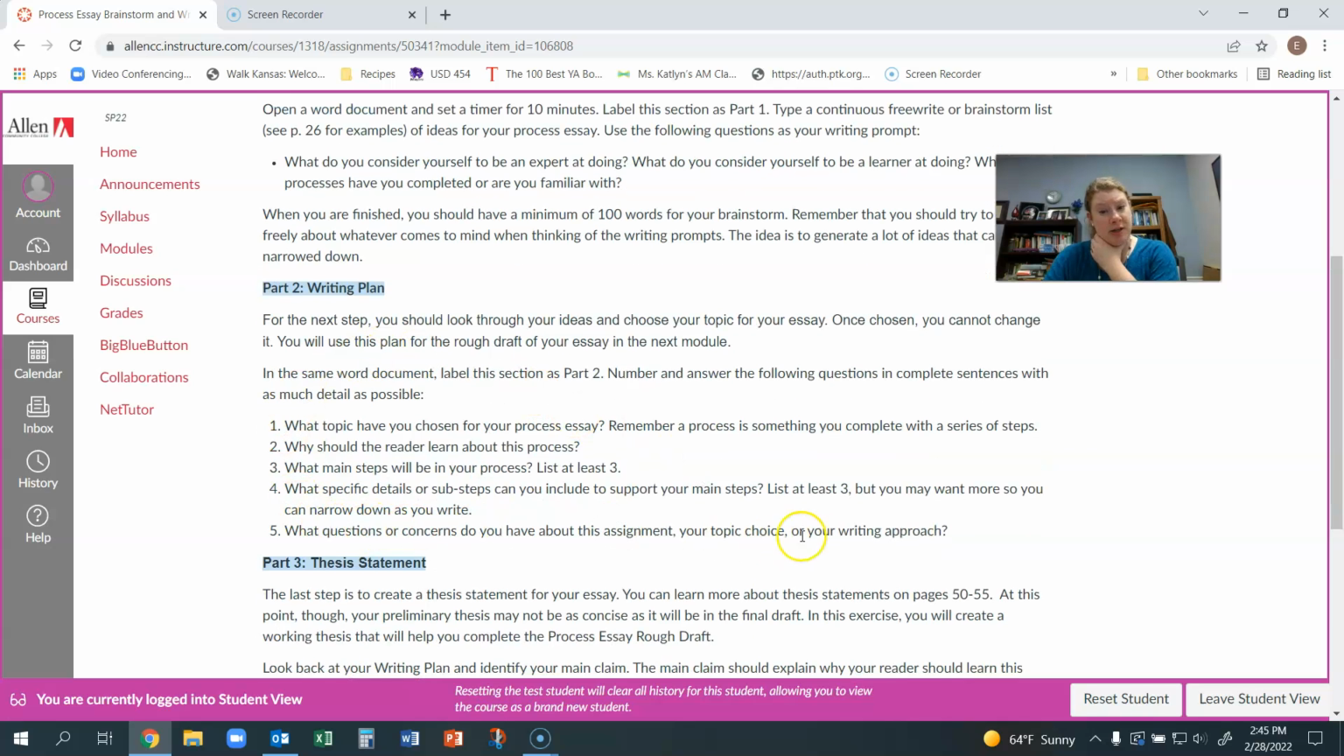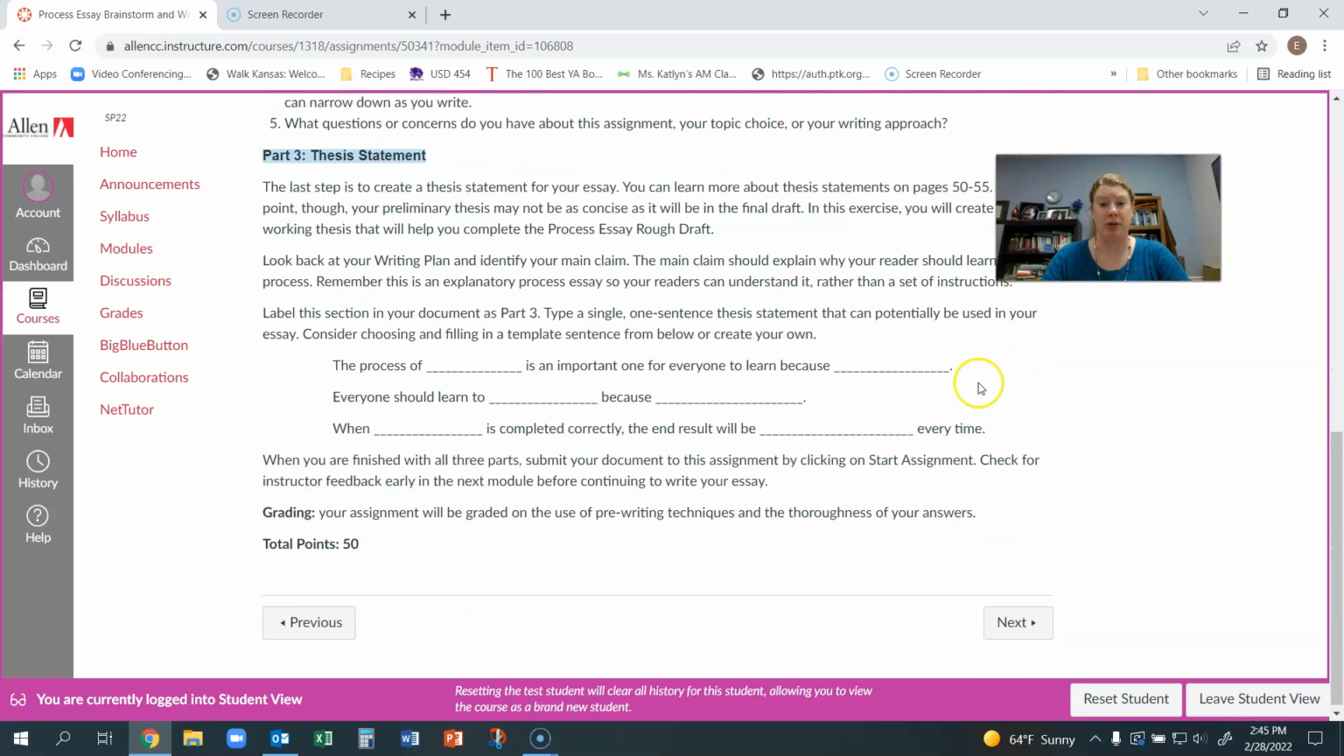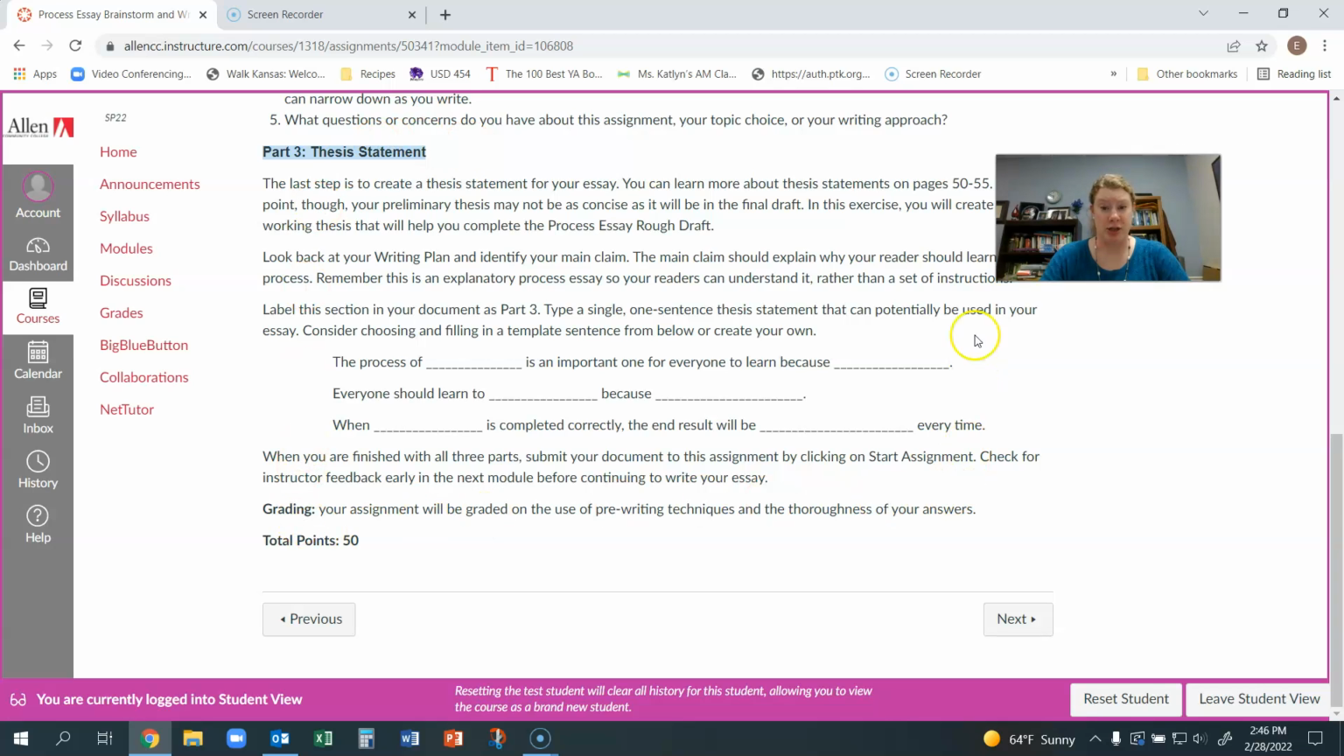The second part is answering questions about your topic. So just like we did for the last one, if you remember that brainstorm and writing plan, this is just so that you can present to me what your plan is. I can give you feedback and lead you hopefully on the right track. And then the third part is actually coming up with a working thesis statement.